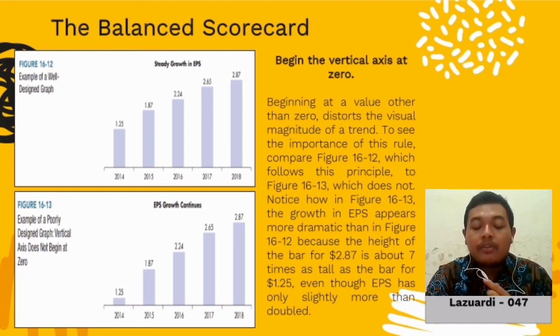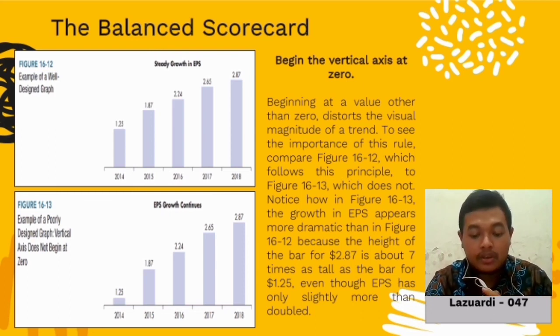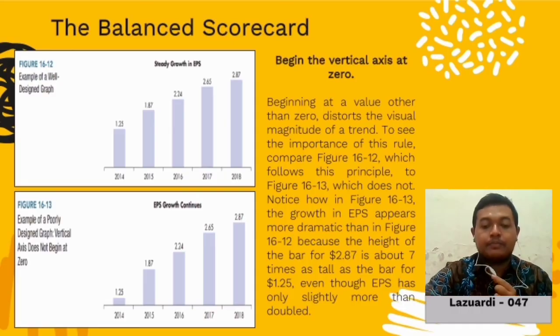And the second is, for graphs that depict time series data, order the x-axis chronologically from left to right. This principle is illustrated in figures 16.12 and 16.13. Violating these principles may cause the viewer to form an erroneous initial impression of the nature of the change in the data.